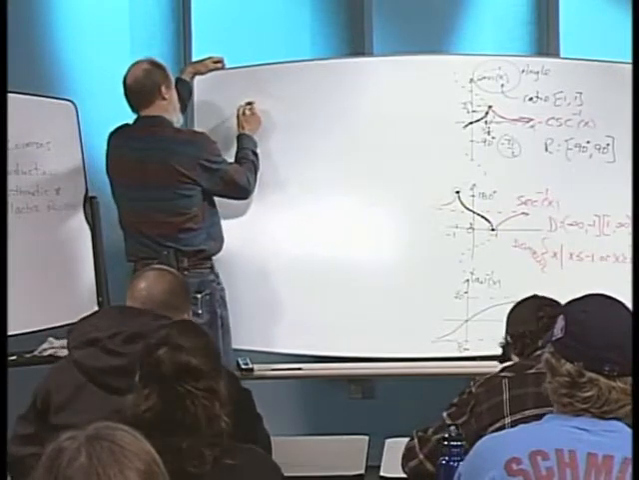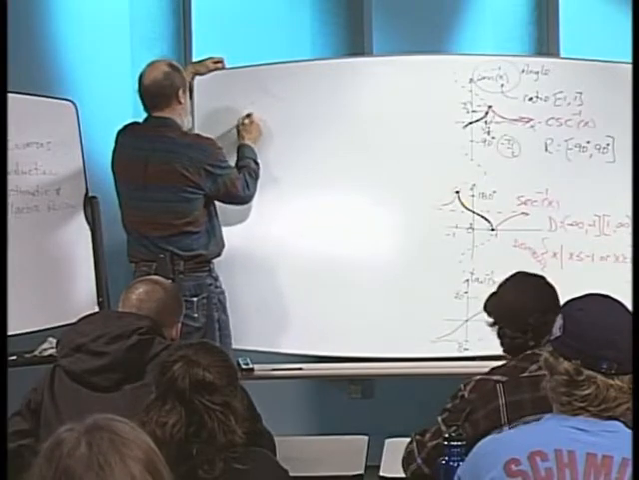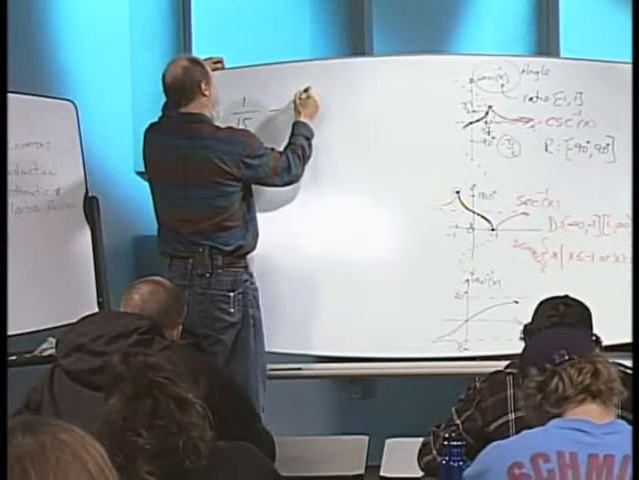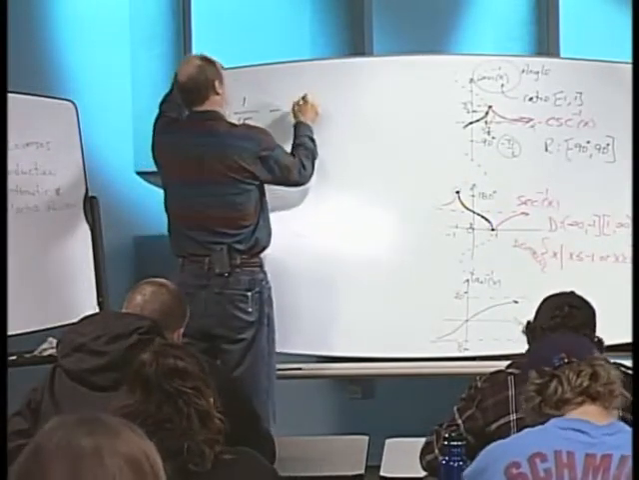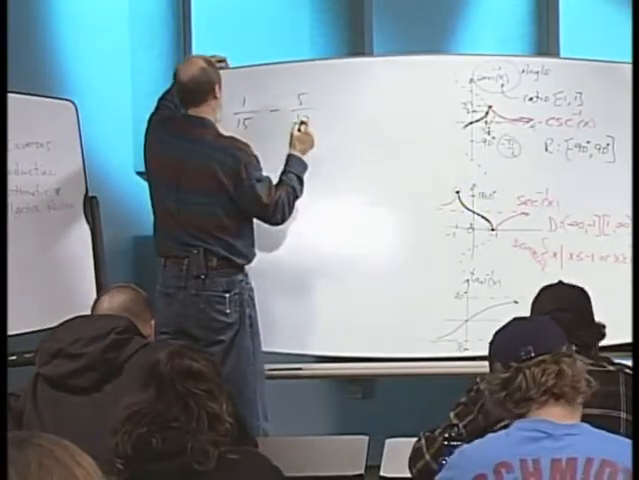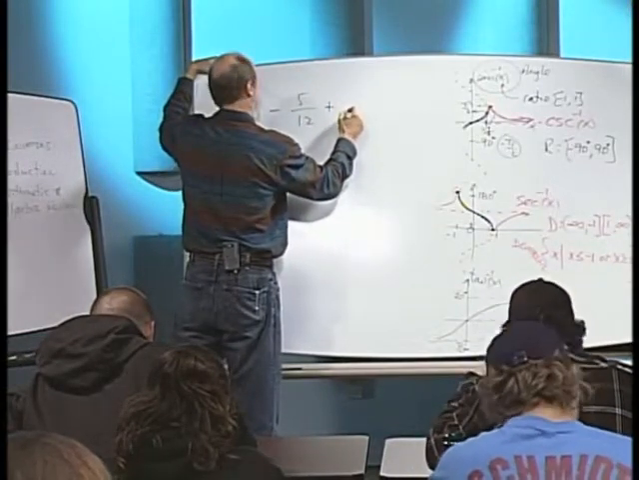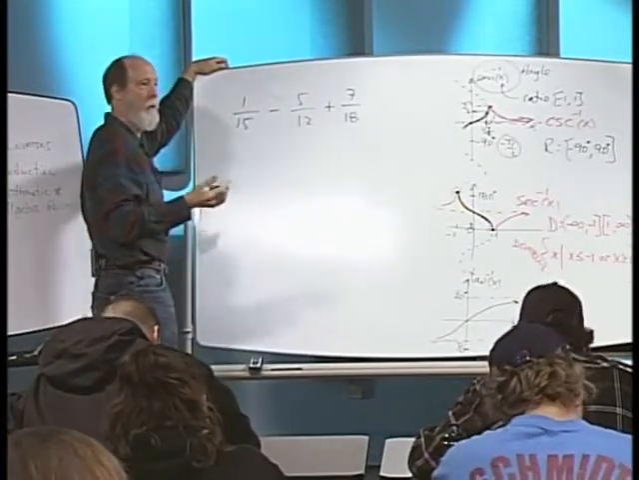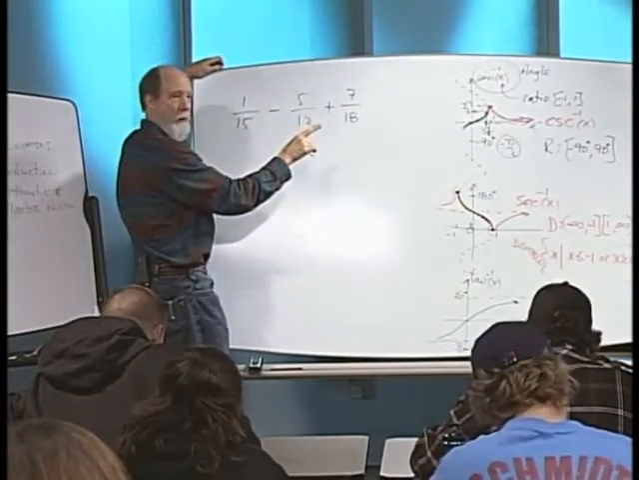Okay? So let's do something real simple. Let's say we had, how about 1/15 minus 5/12, and let's add one more to it. Let's say 7/18. Basic arithmetic.